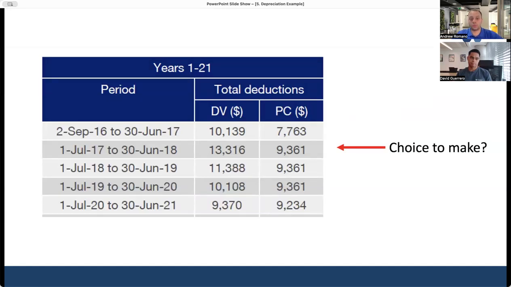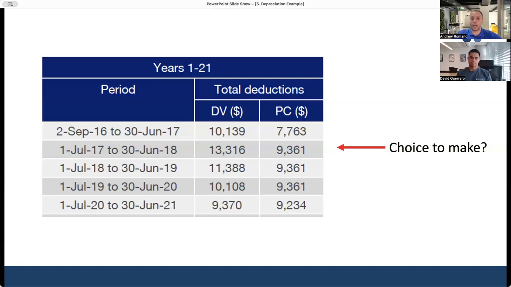So if you look here at an example from a depreciation report, you've got the two methods. You've got the diminishing value method. We'll look at a full year, 2018, just because it's a full year. And you can see that the depreciation is 13,316. When you compare that to the prime cost method, the depreciation charge is 9,361. So there is a variance there of about $3,000 in this example. So this will obviously impact what your total taxable income will be.